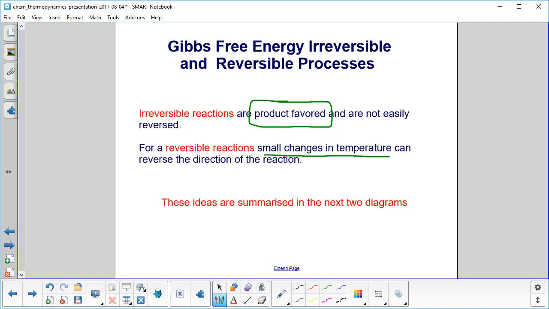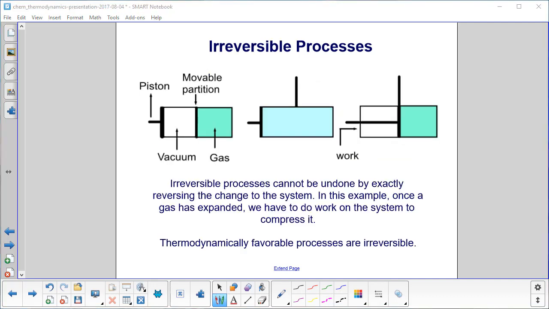We're going to summarize these on the next two diagrams. Irreversible processes cannot be undone by exactly reversing the change to the system. For example, we have this container here, and we have a piston that can move left or right, and we have a movable partition, and here's a vacuum.